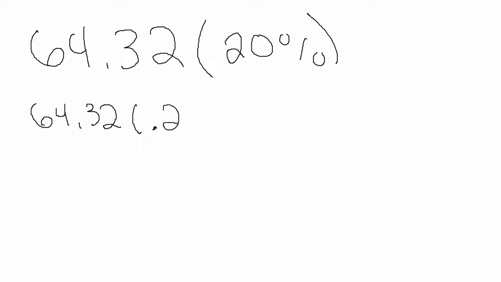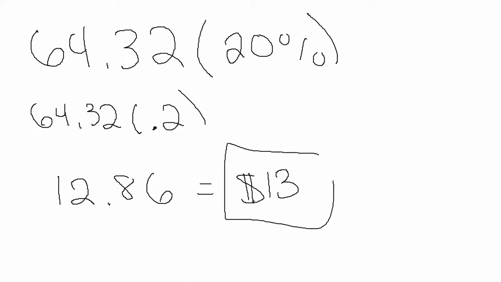which becomes 0.2. And because I have a calculator in front of me, I'm going to type in 64.32 times 0.2, and I get $12.86. But it's specifically asking you to round it to the nearest dollar. So that's going to be a total of $13 for your tip. Okay? You're almost always going to have this pattern, a base amount times some sort of rate, whether that be a markup rate, a tax rate, or a discount rate, but that's the pattern we're going to use on all of these.